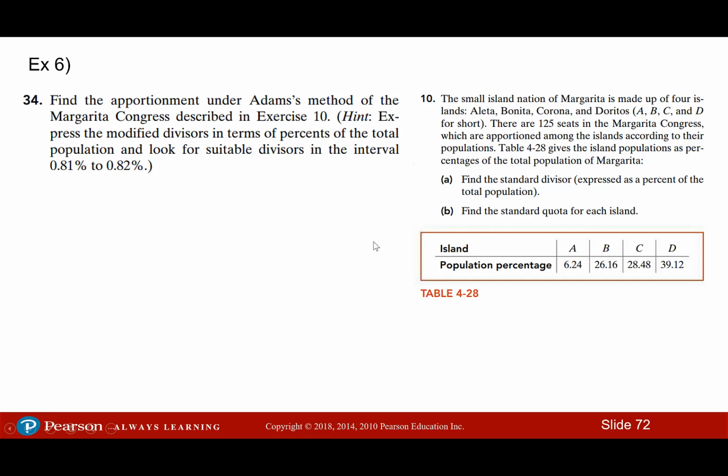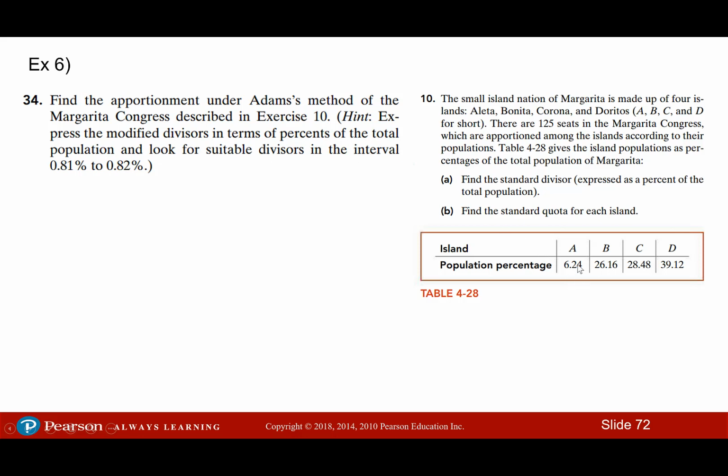So these are the ones you need to turn in. If this is a hybrid day assignment, these are the ones you need to turn in to get credit. So find the apportionment under Adams' method of the Margarita Congress described in exercise 10. Over here I gave you exercise 10 on the side. Express the modified divisor in terms of percents of the total population, and look for suitable divisors.